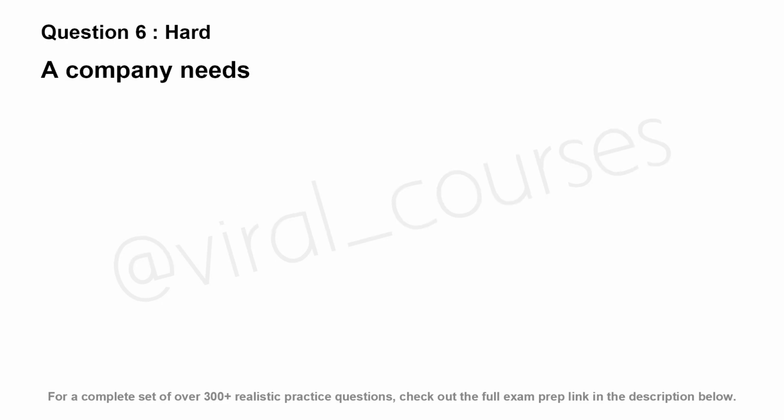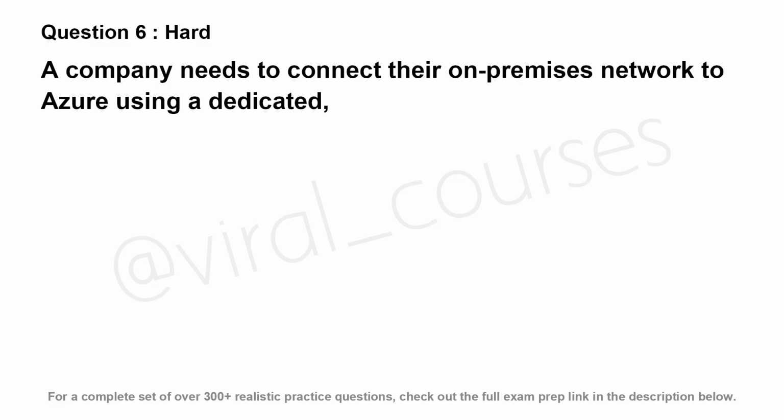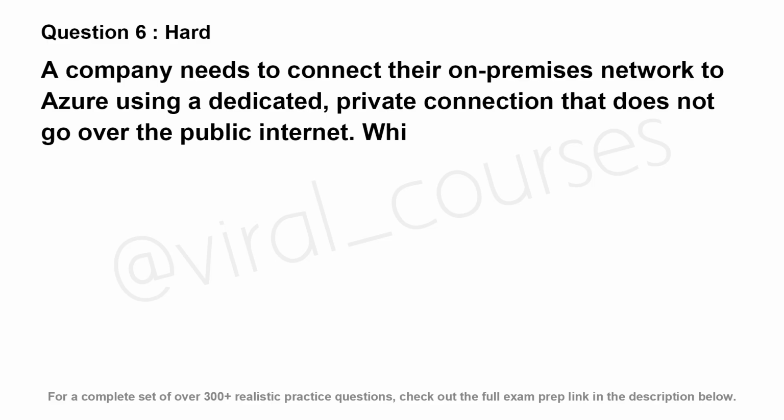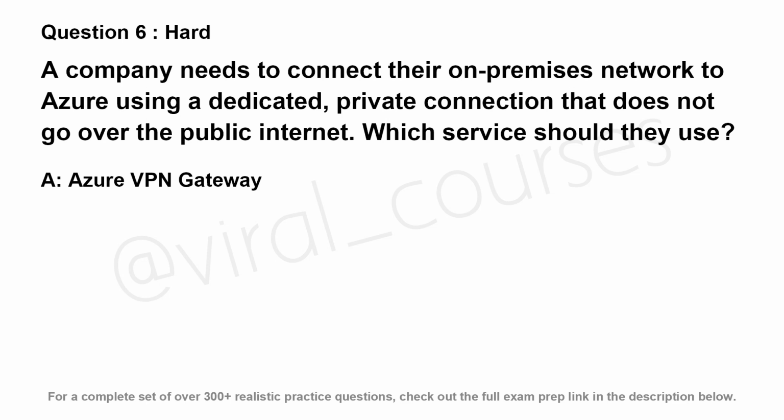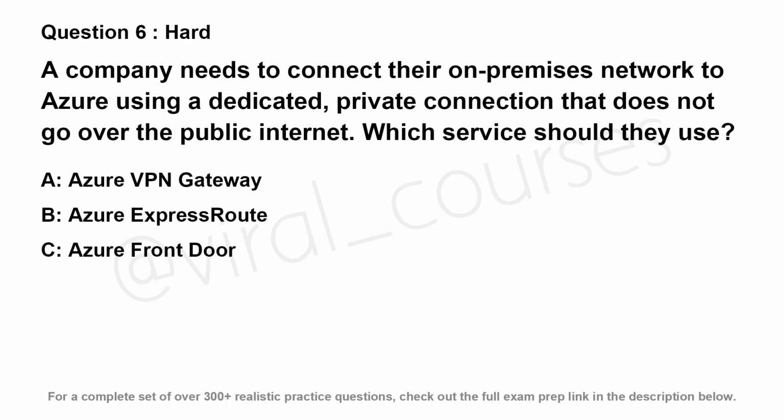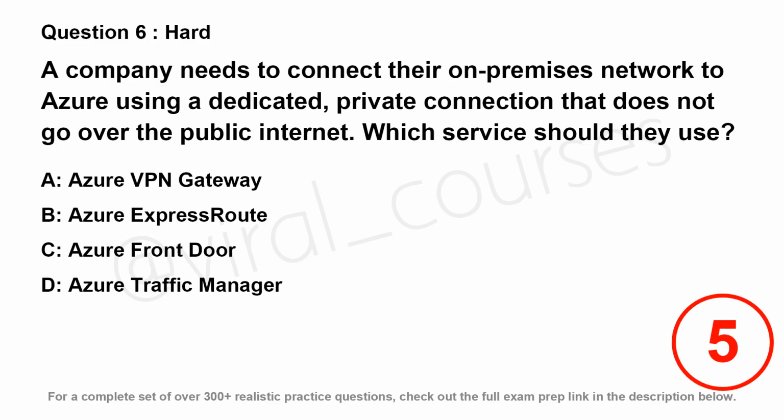A company needs to connect their on-premises network to Azure using a dedicated, private connection that does not go over the public internet. Which service should they use? Option A, Azure VPN Gateway. Option B, Azure ExpressRoute. Option C, Azure Front Door. Option D, Azure Traffic Manager.